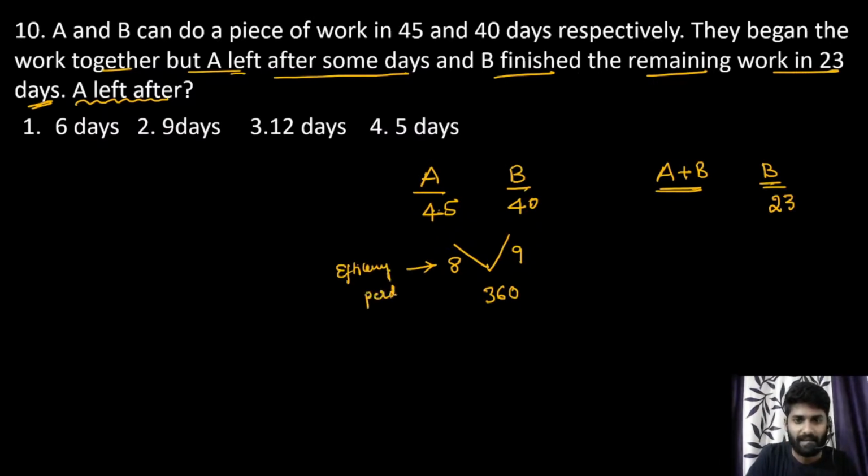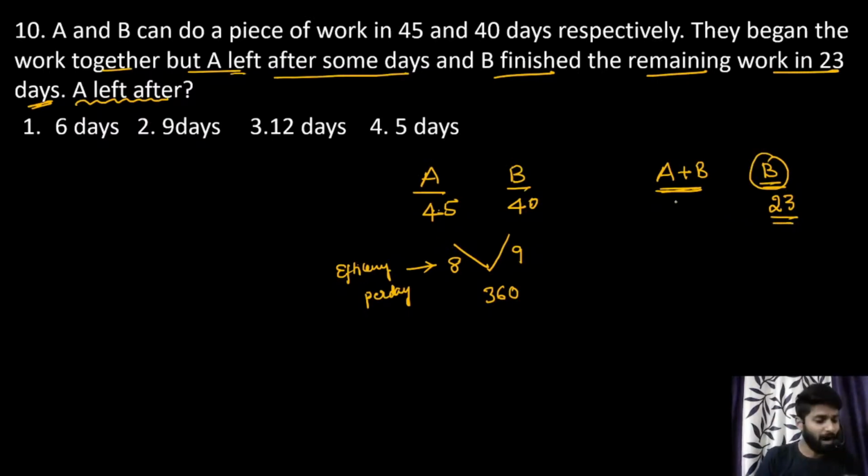Efficiency per day. Now this is the most important part. Listen carefully. What is the information? A and B working together. How many days? We don't know that. So they're working together. After some time, A left the job, and B completed the remaining work in 23 days.